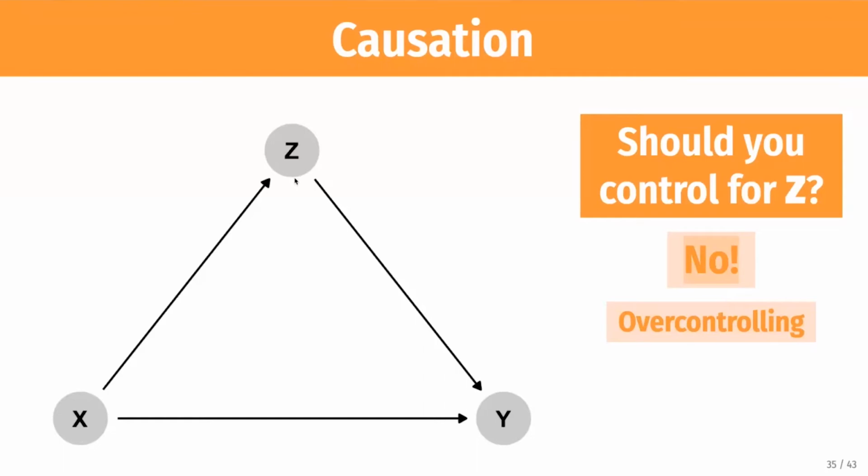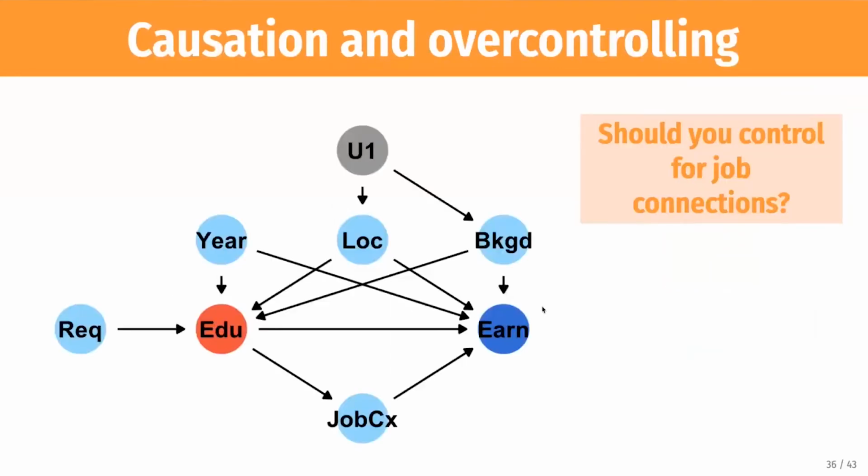We want the total effect of education. So we don't want to control for Z because that's going to reduce that total effect that we care about. That's overcontrolling. So back to here, should you control for job connections? No, because we care about education to earnings, the whole effect. If you control for job connections, that takes away some of that total effect.